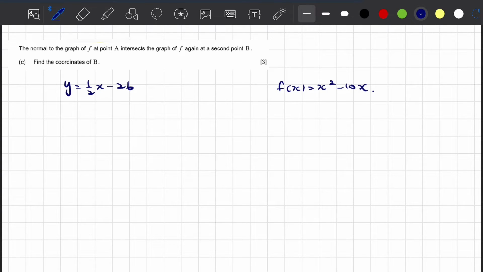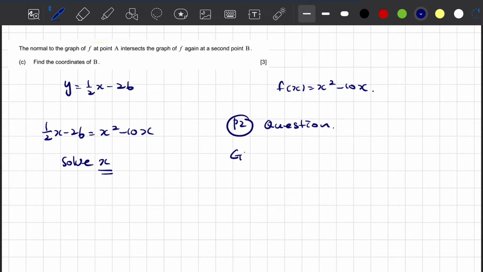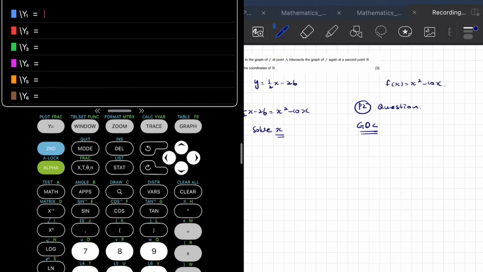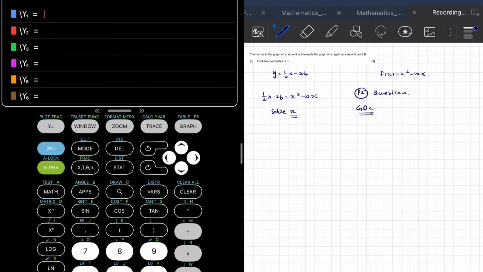So from topic 2, we did this type of question. When you're trying to find the intersects manually, you have to set these two equations equal to each other like this and solve for x. However, since this is a paper 2 question, we can simply use the GDC. So let's talk about how to use the GDC. If this is your TI-84 calculator, on your y equals screen, you're going to substitute your first equation there.